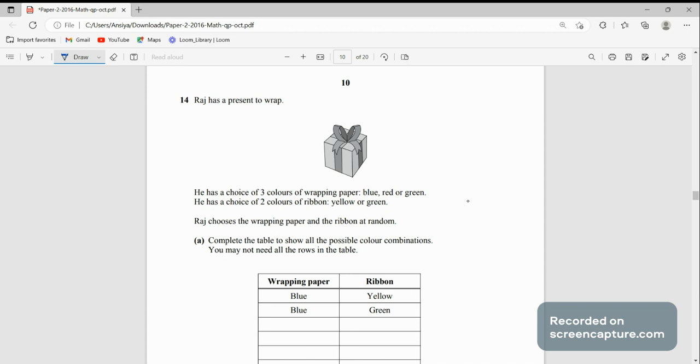Question 40. Raj has a present to wrap. He has a choice of 3 colors of wrapping paper: blue, red, or green. He has a choice of 2 colors of ribbon: yellow or green. Remember the colors. Raj chooses the wrapping paper and the ribbon at random. Complete the table to show all the possible color combinations. You may not need all the rows in the table.